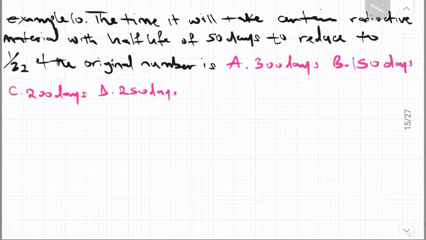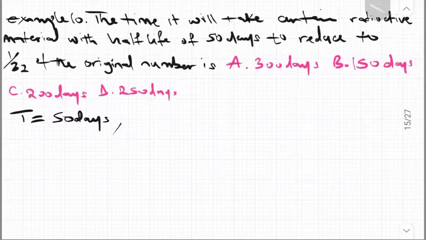So in this question, we have the time it will take a certain radioactive material with half-life 50 days to reduce to 1/32 of the original number. Now, what is 1 over 32 in this case?